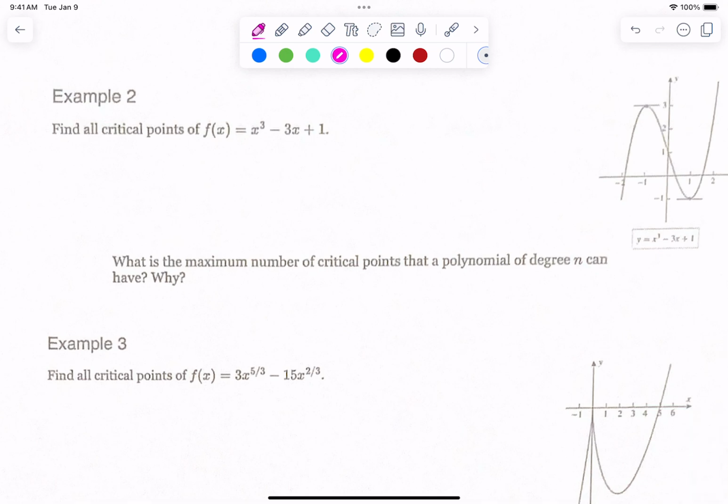Find all critical points of this function. Okay, so we take the derivative of this guy, which is 3x squared minus 3. Yeah, 3x squared minus 3. Okay, and then we set him equal to 0. And what do we do?